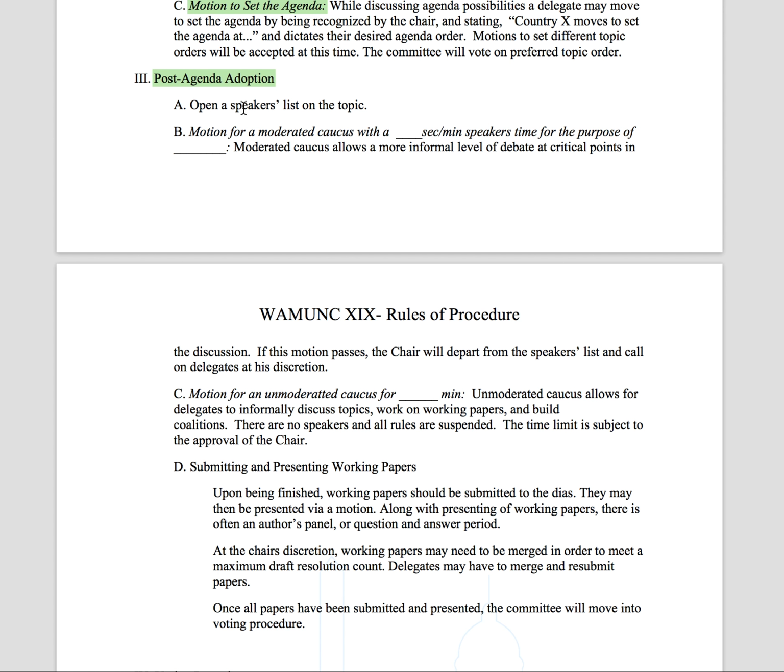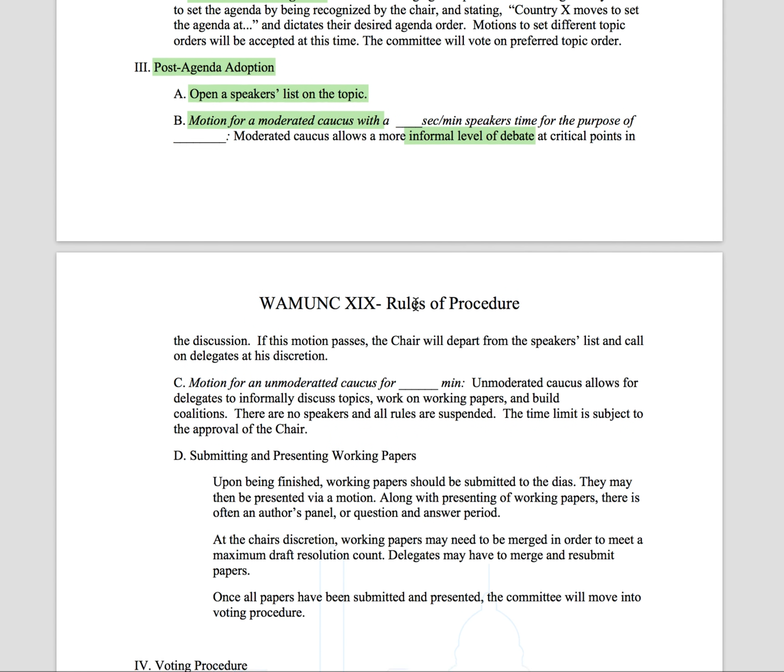Then after you adopt your agenda, you open a speakers list on the topic. You can also motion for a moderated caucus in order to debate the issue, which is usually what happens, from what I've seen, because you have a more informal level of debate here. It's generally easier to run a moderated caucus than it is to go down a speakers list, because people can put their placards up and down at will and decide, I want to speak now, and get called on very easily, rather than the cumbersome process of establishing a speakers list.